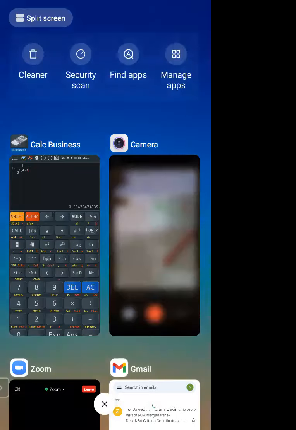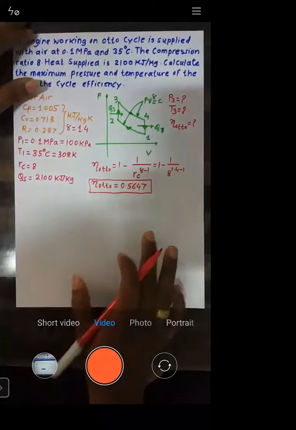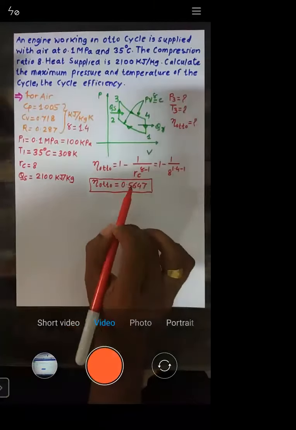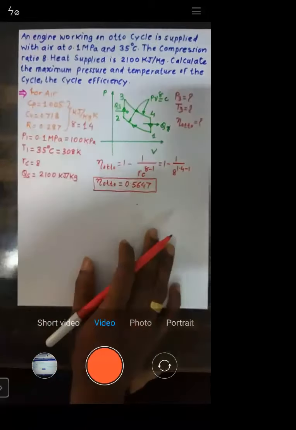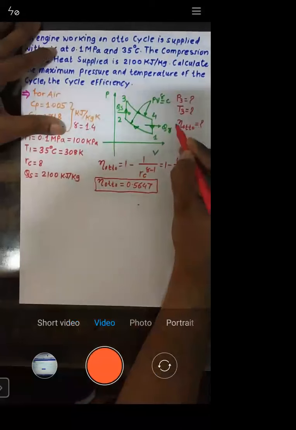So for calculating efficiency, it is simple. We have a formula. We have derived this formula. Just put the values in the formula and you will get the efficiency of the Otto cycle. This is what we have calculated, the efficiency of the Otto cycle.